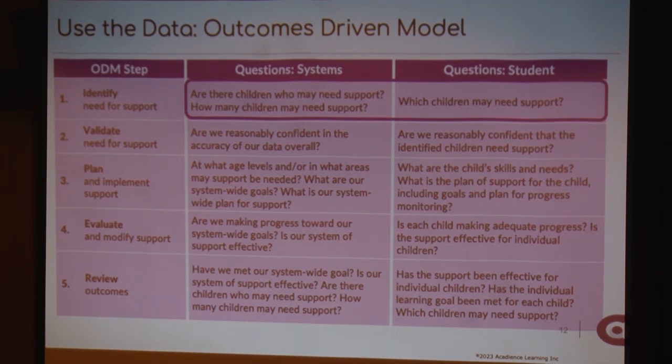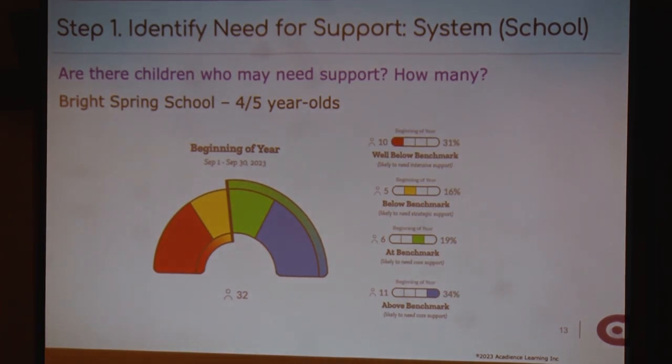I'm going to show you some of these Acadience Learning Online visuals, some of the things we may get to see. I do have it pulled up behind my presentation so that I can try to click through it and show you some things that I mean. But we're going to look at a school level. There is this school, Bright Spring School. At the systems level, are there children who may need support?